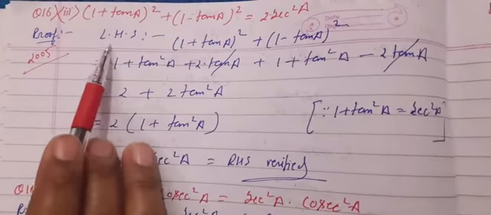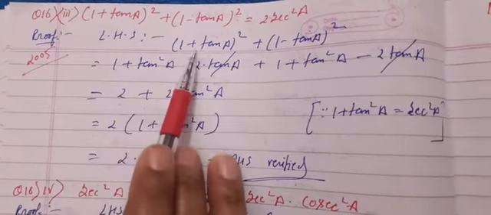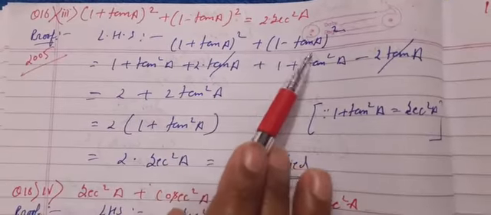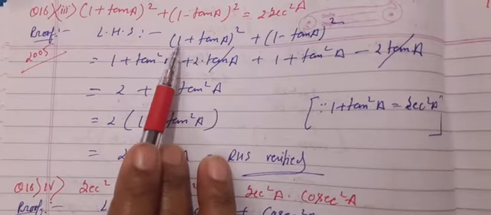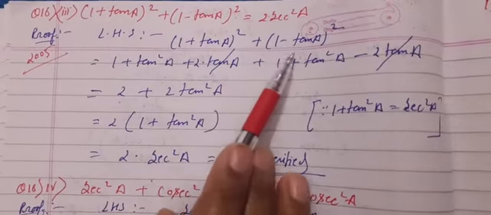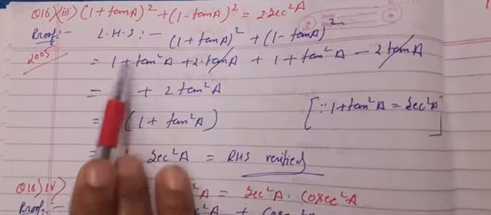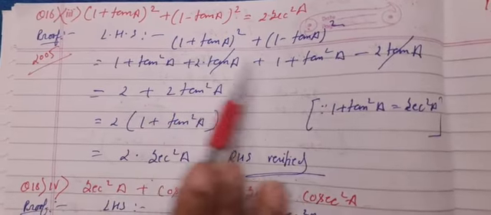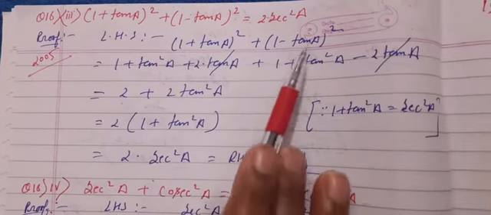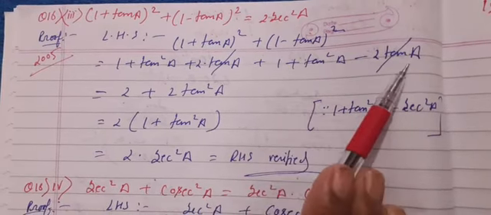Already I have done it. I'm just showing you. LHS was (1 plus tan a) whole square plus (1 minus tan a) whole square. Now we may consider it as (1 plus b) whole square plus (1 minus b) whole square. So I have written a square plus b square plus 2ab, and similarly, a square plus b square minus 2ab.